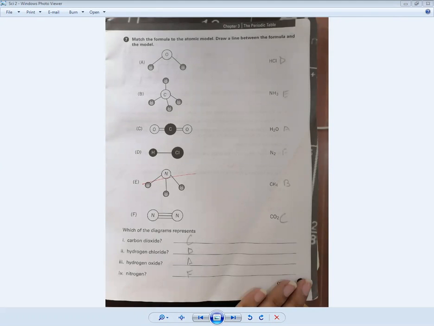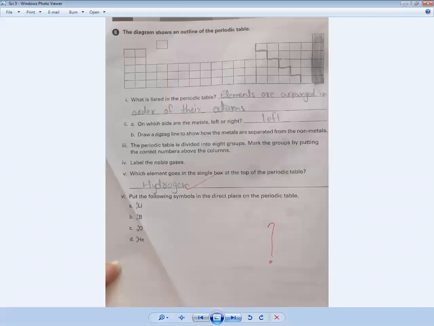Now come to the next page. Okay. Now, beta, this is very important. So look at the diagram, it shows an outline of the periodic table. So look at your book carefully. This periodic table is also given in your book. You can also open the book along with this. So look, this is page number 22 and question number 8. The diagram shows an outline of the periodic table.